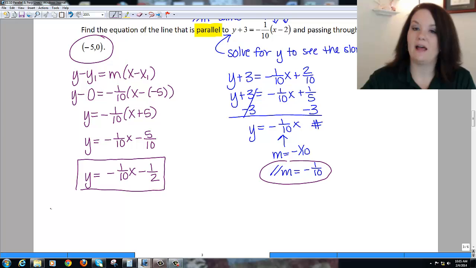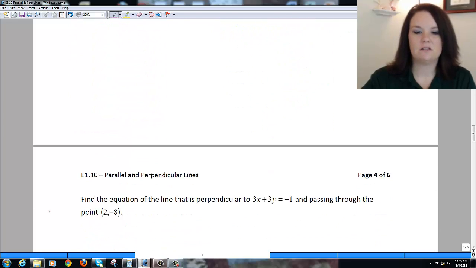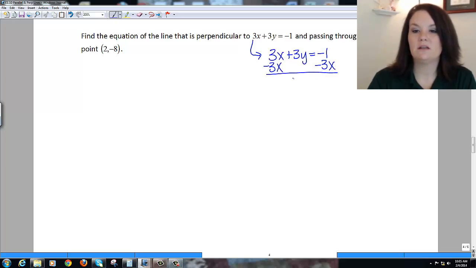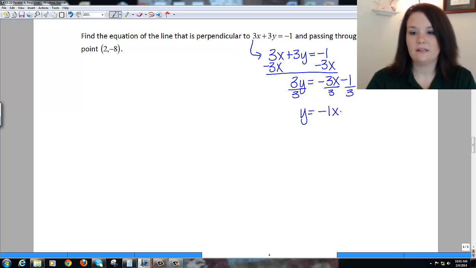I'll do one and then I'll have y'all try some. So one more. This one says, find the equation of the line that is perpendicular to this given line. So the first thing I want to do is take this line and solve it for y so that I can see what its slope is. So I'm going to move my 3x to the other side by subtracting. So I get 3y is equal to negative 3x minus 1, and then I divide off my 3. So I get y is equal to negative 1x, or just negative x, minus 1/3.